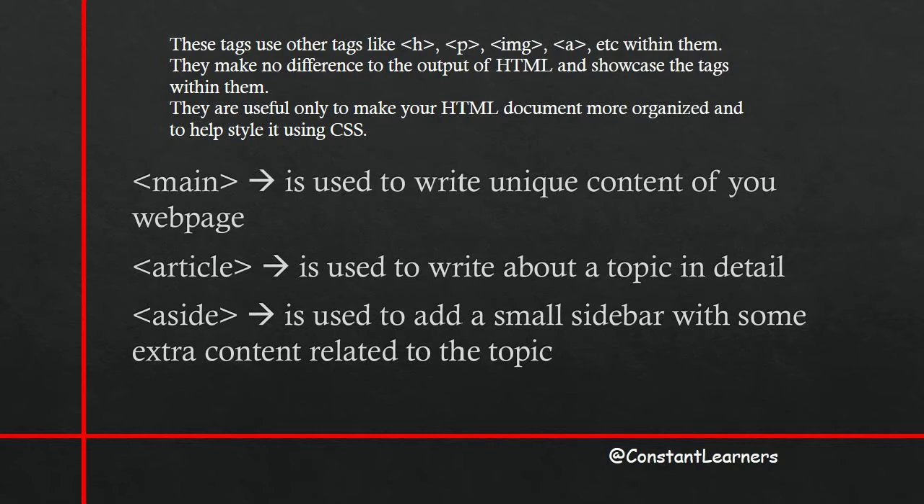Another tag is the article tag. Article tag can be a part of the main tag or it may not be a part of the main tag. But article tag is mainly used to write about a topic in detail. Like for example on a newspaper, there are multiple different columns, the entertainment column, the sports column. So the article tag is used to focus on one topic, to write about one topic in detail.